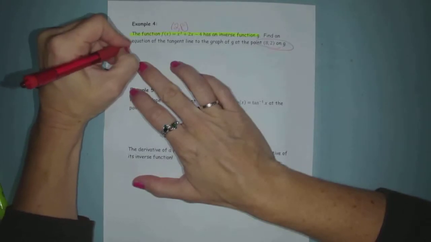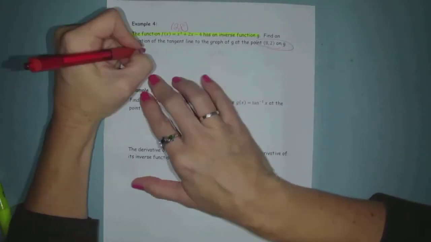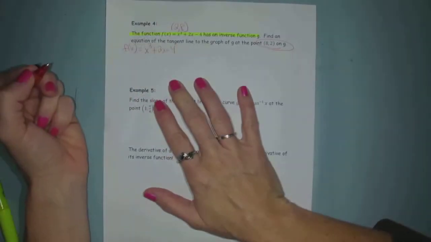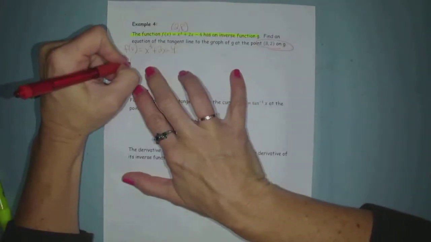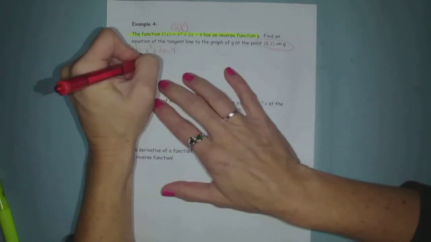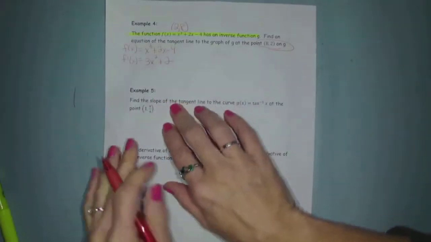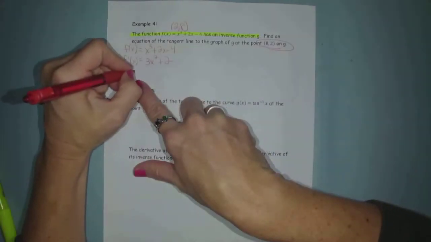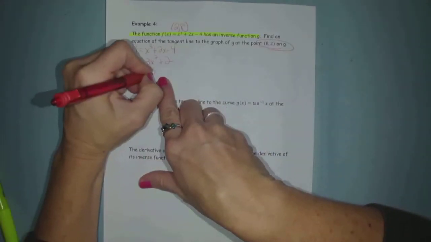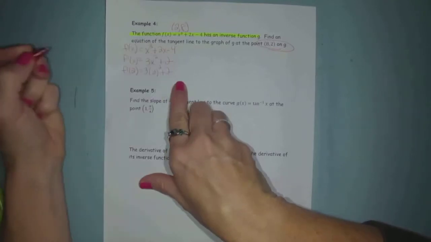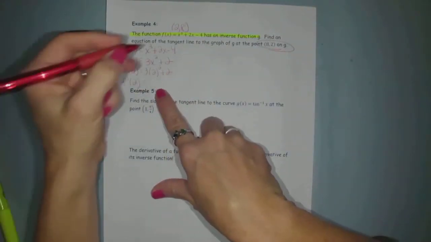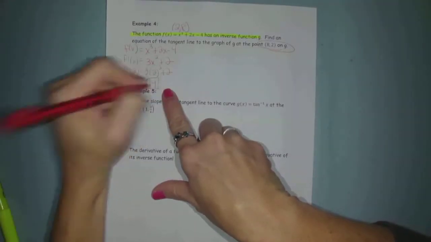So here we go. f of x is equal to x cubed plus 2x minus 4. So f prime of x will be 3x squared plus 2. Let's plug our 2 in. f prime of 2 is 3 times 2 squared plus 2. So the slope of the tangent line when x is 2 on f is 14.